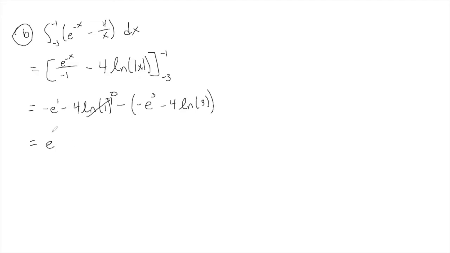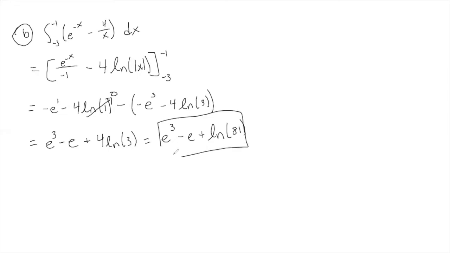So let's say e cubed minus e plus 4 ln of 3. And if you want to get cute, I suppose you could do e to the third minus e plus ln of 81. Same thing. Either one is fine. I would never require you to do that, but if that's what you got, that is correct.